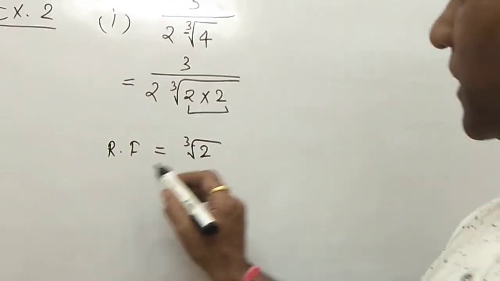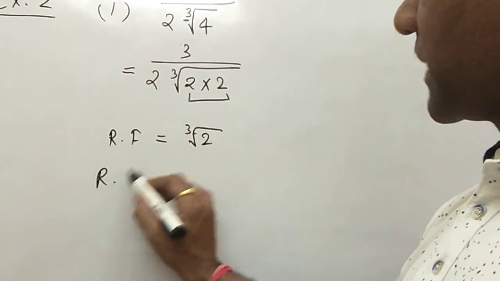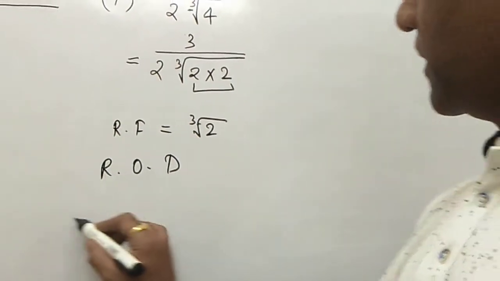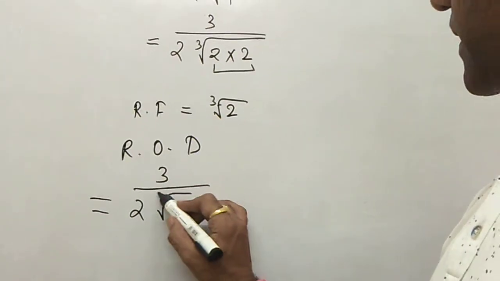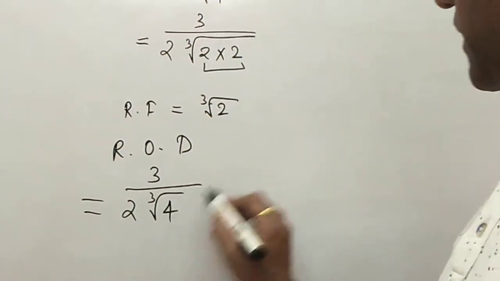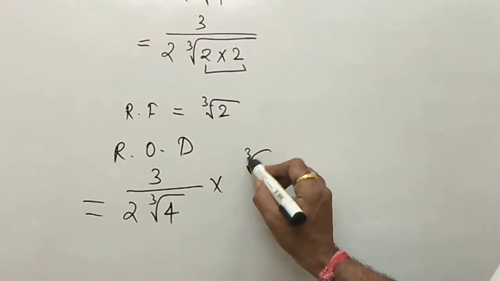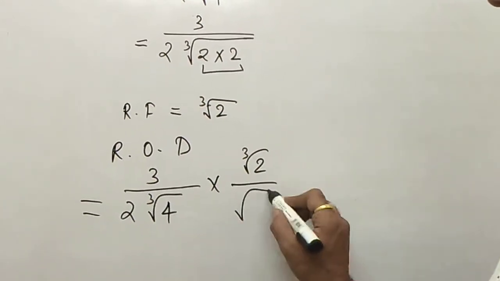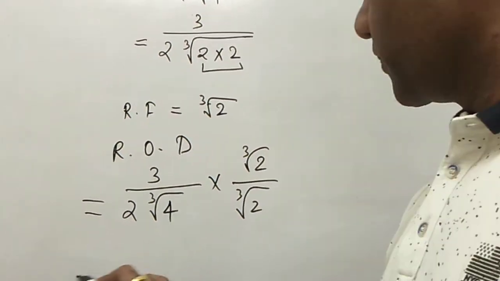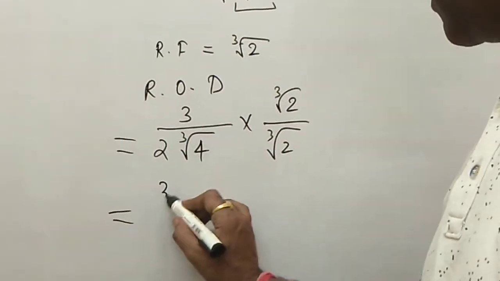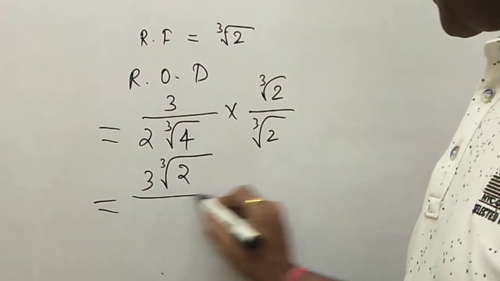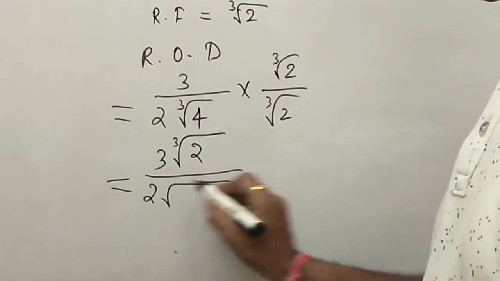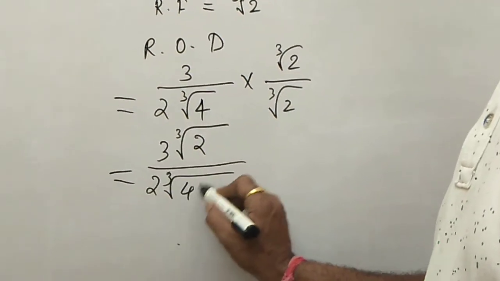And then after rationalization of denominator, you have 3 over cube root of 4, times cube root of 2 upon cube root of 2. You proceed the same: you write down 3 as it is, and then cube root of 4 into 2.